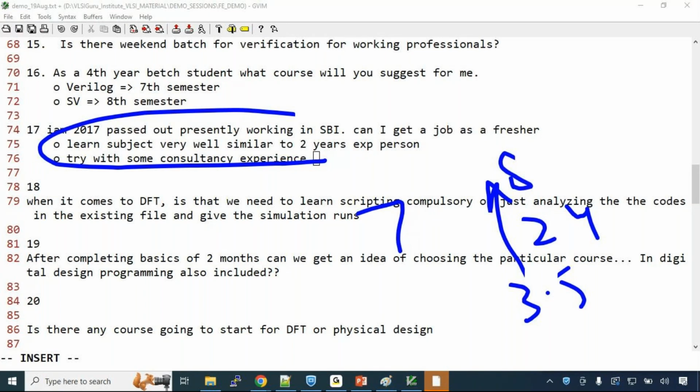Otherwise, if you can take out a 3-4 months break, come to the institute, seriously prepare, then go back to the SBI and do the job parallelly, you can do. Because that 3-4 months will give you that start, which you can cover up even while working. I hope it is clear to you.